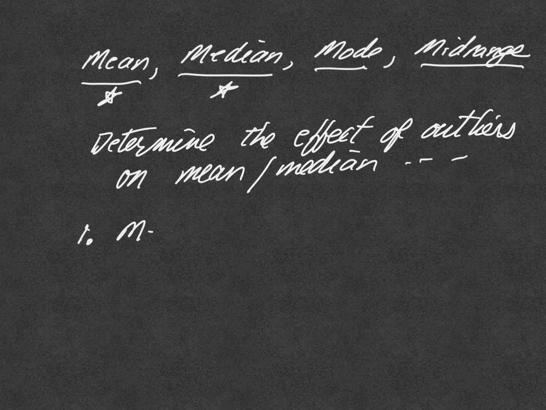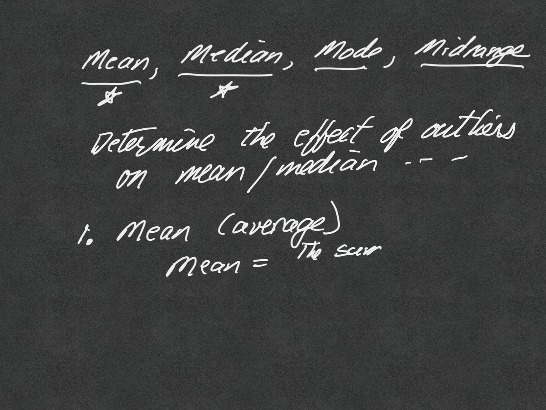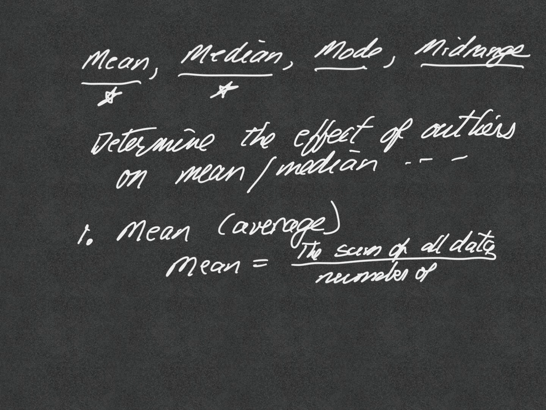So number 1, the mean is essentially the average of a set of data. Okay? It's just the average. And so we illustrate this with a formula. We say the mean is equal to the sum of all data divided by the number of data. All right? Or all the data in a data set, let's say that.